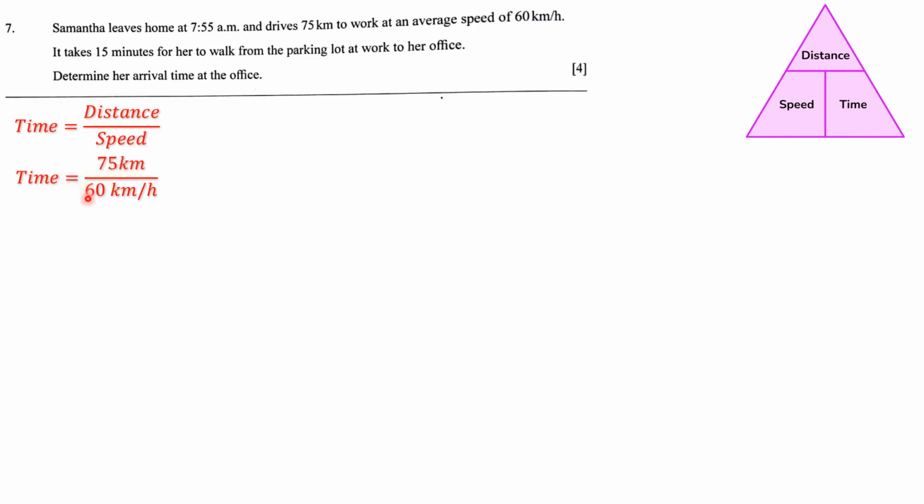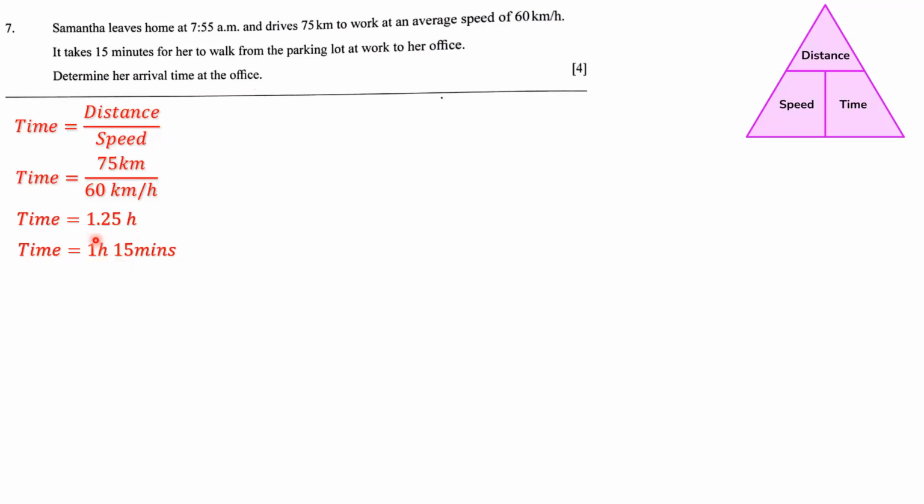And the speed is 60 kilometers per hour, right? It says she drives 75 kilometers. That's the distance. And the average speed is 60 kilometers per hour. So distance is 75 kilometers and speed is 60 kilometers per hour. Okay, now we're going to divide them. And if we divide 75 by 60, we get 1.25 hours, which is basically 1 hour and 15 minutes.